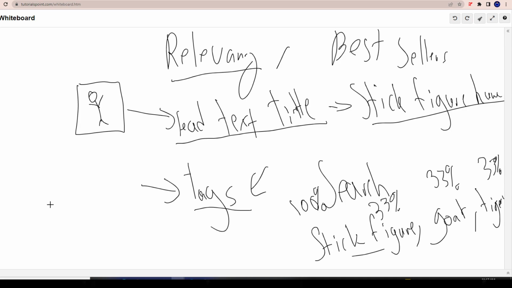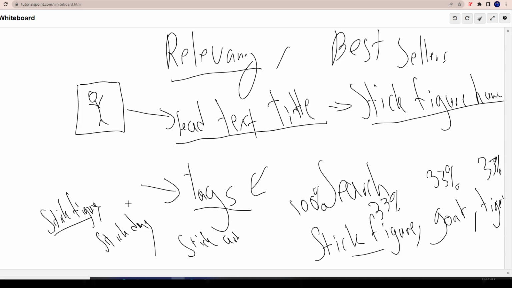But imagine if I was to add the word stick figure, if I was to add the word, let's say, stick drawing, if I was to add the word, let's say, stick art, just random words like this. Well, what Redbubble will do is they'll take my design and verify it with other designs. Let's say one of the tags is stick figure. Then, based on the other tags, it will see, are these other tags truly relevant to other designs?